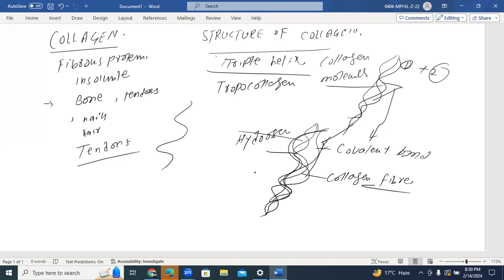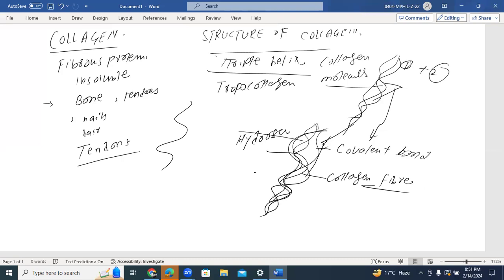You should know the difference between hemoglobin and collagen. In the case of hemoglobin, what is the first difference? What is the structure? It is globular. Collagen is fibrous. Hemoglobin is soluble, and collagen fibers are insoluble. What is the function of hemoglobin? To transport oxygen. Where is it present? In red blood cells.